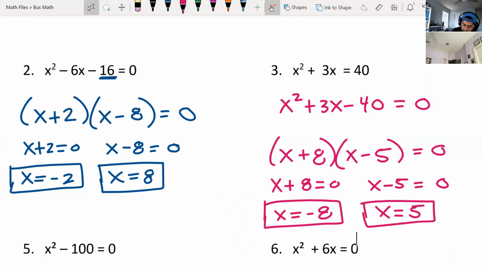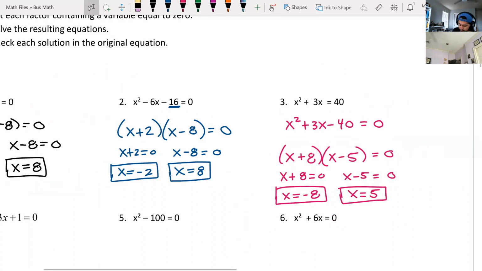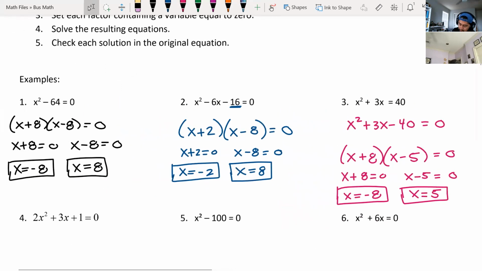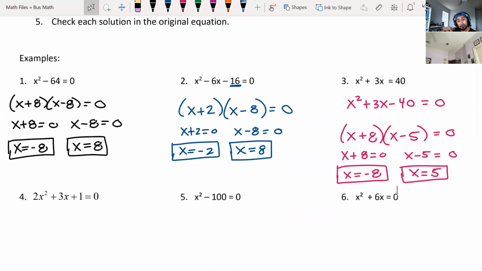Okay. Any questions so far? So this is just factoring again. And the only thing new is after it's factored, you set it equal to 0 and solve for x. Nothing else.